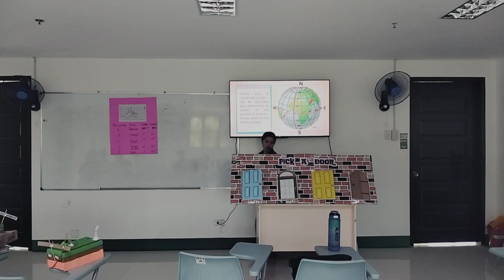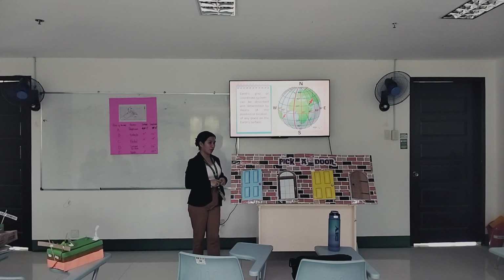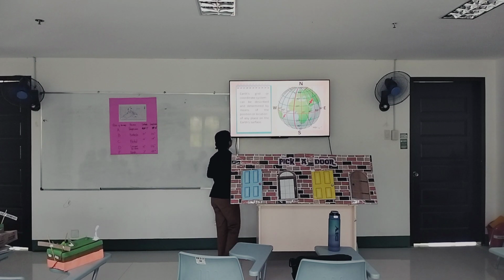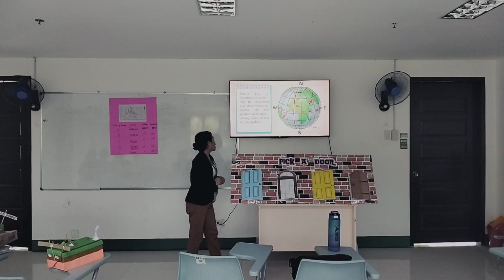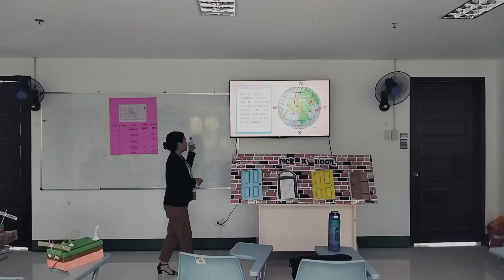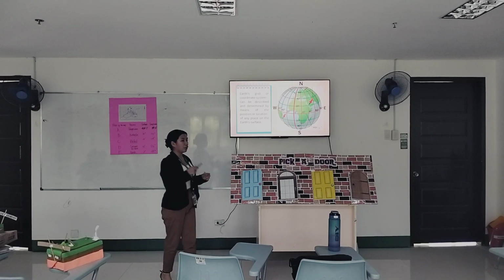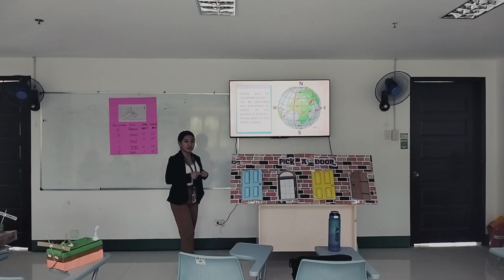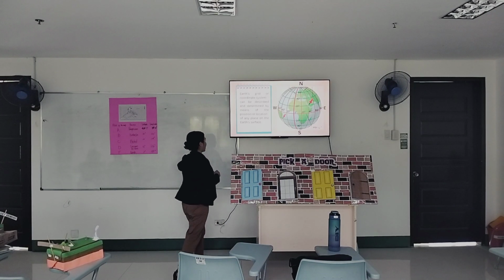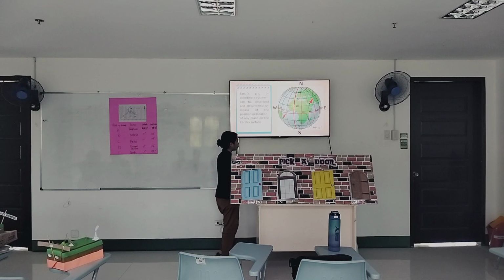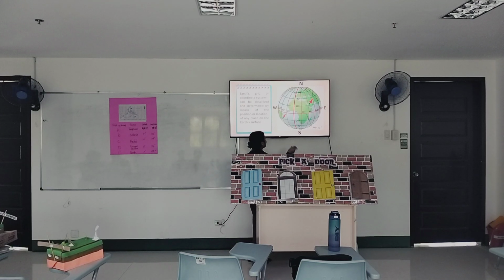And now, let's proceed to our lesson proper. So, the Earth's grid system can be used to describe and determine the position or location of any place on Earth. So, what Mr. Suarez said earlier is right. It can help us to locate any place.